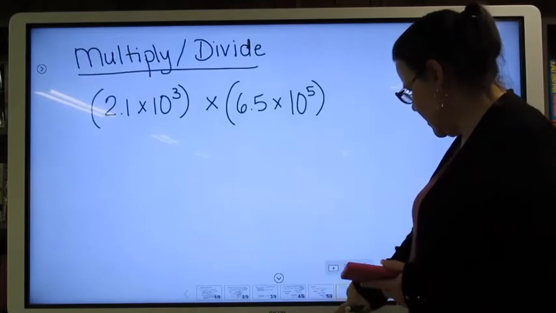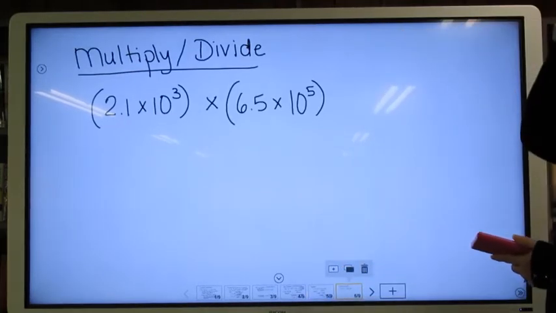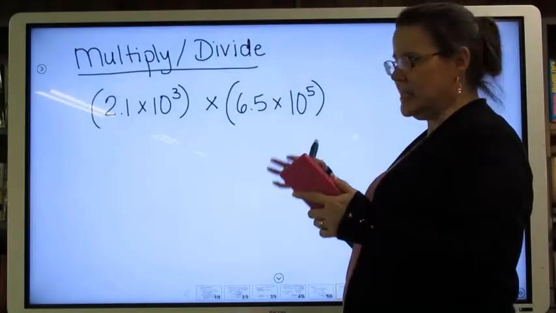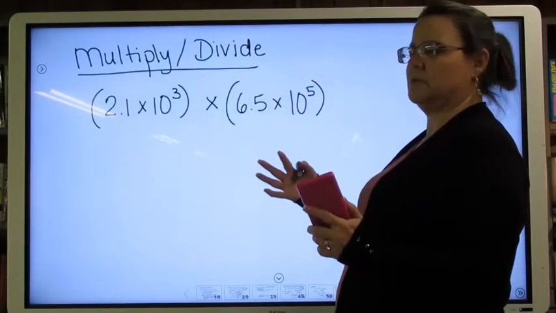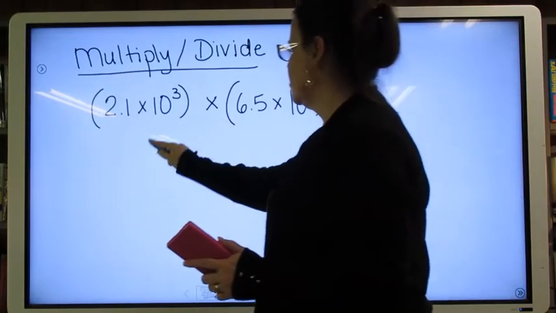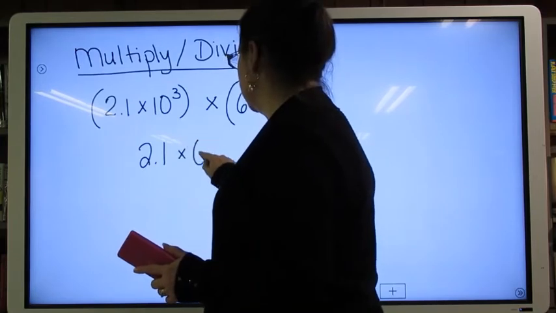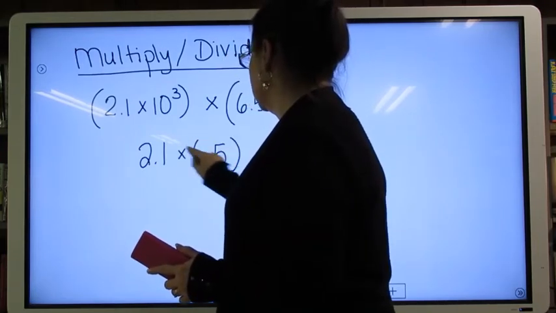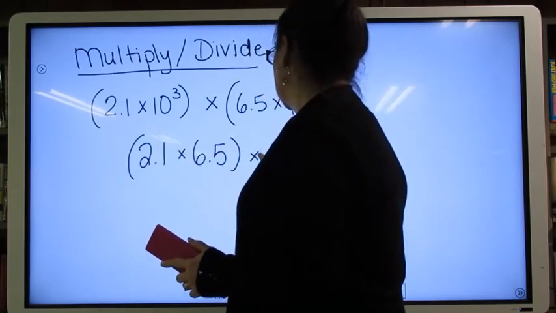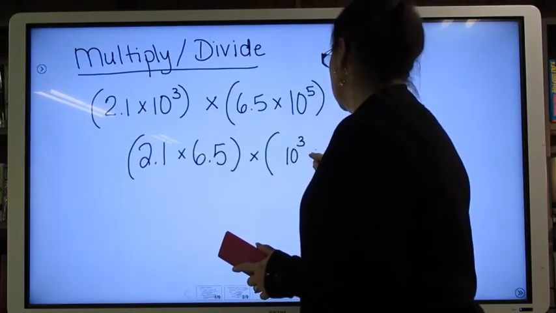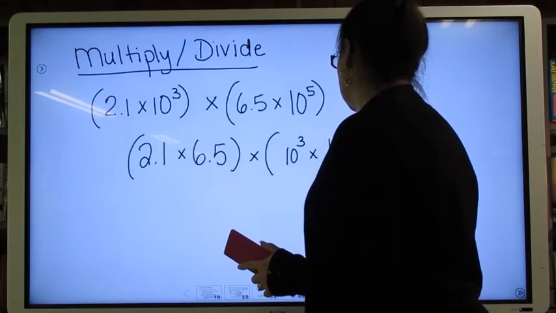Okay. The next one is multiplying. This is a little easier. You can separate these and then multiply them, so that's what I'm going to show you how to do with these. You can do 2.1 times 6.5 times 10 to the 3rd times 10 to the 5th.